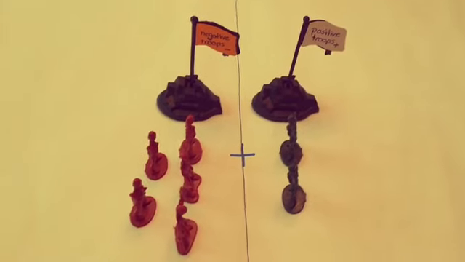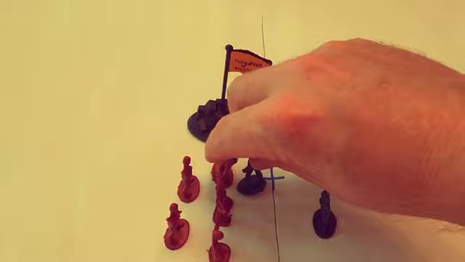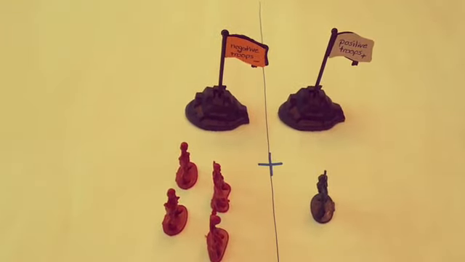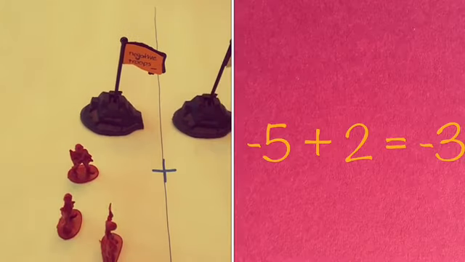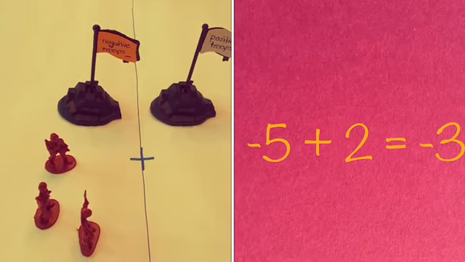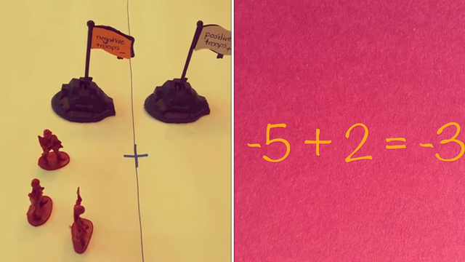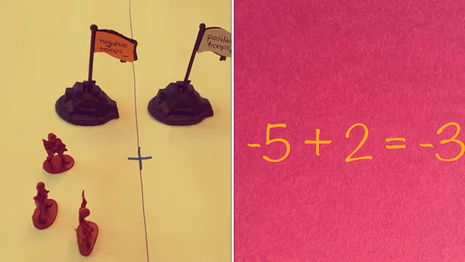Or you could also use our zero pairs, where we cancel out 1 positive for 1 negative, 1 positive for 1 negative. Now once we remove zero pairs, what's left? -3. So we can say that -5 plus 2 equals -3.